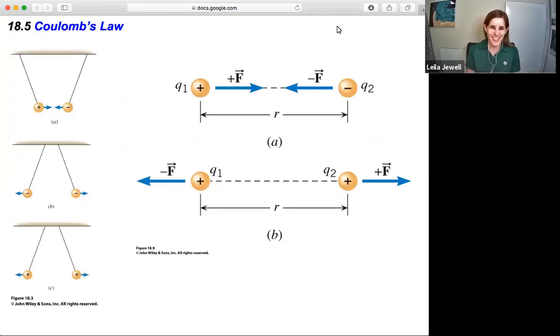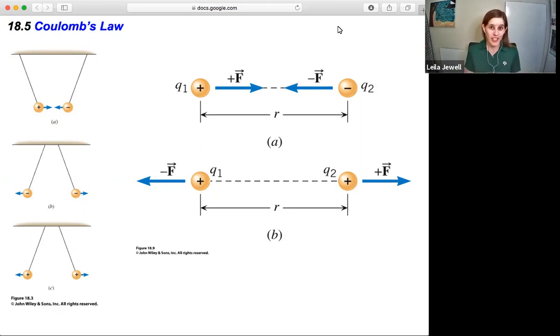All right, now that we're all charged up, we're on to 18.5, Coulomb's law. Or another way to describe Coulomb's law is electric forces. This is one of the big sections of the chapter, so buckle up. It's going to be good.